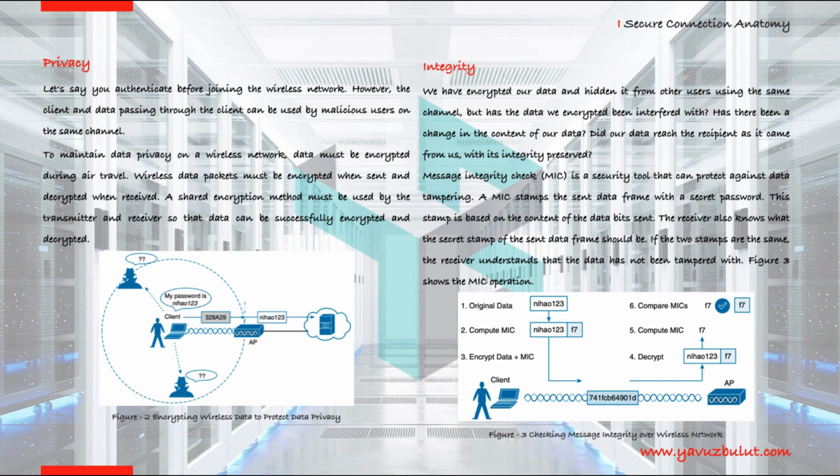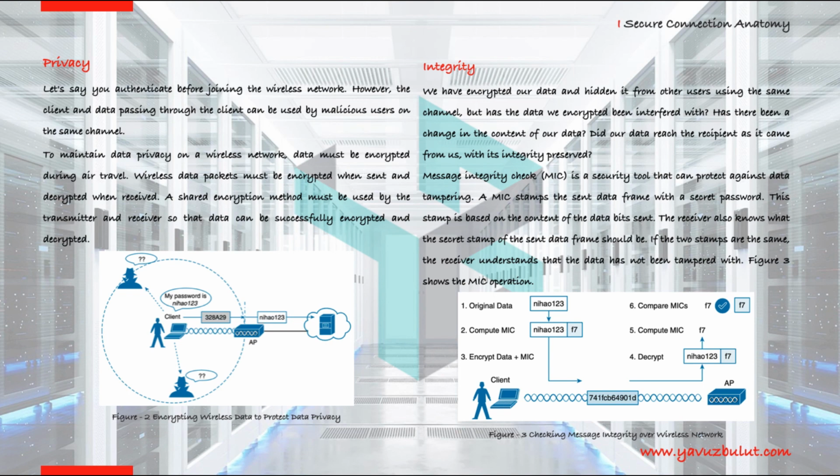Now let's look at message integrity. We encrypt our data and hide it from other users using the same channel, but has there been an interference with the data we have encrypted? Has there been a change in the content of our data? Has our data reached the recipient by maintaining its integrity as it came out of us? Message integrity check is a security tool that can protect against data tampering.